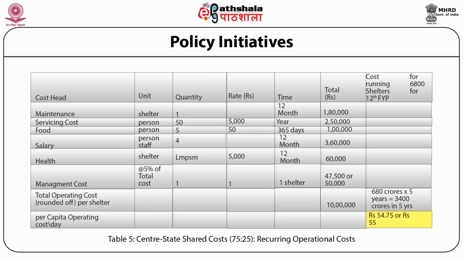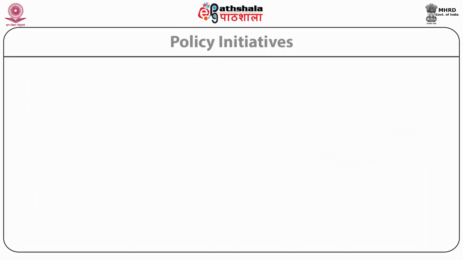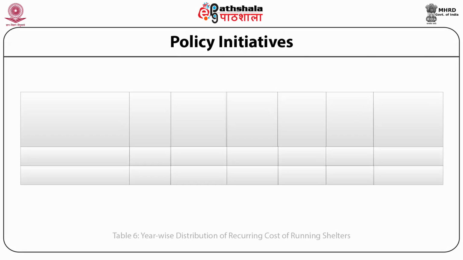rupees 10 lakhs. Further, it is proposed that the fixed non-recurring cost for the construction and refurbishment of buildings be given by the center in the first 3 years, and in each of the first 3 years, the center's allocation for construction of shelters under this scheme would be rupees 1,700 divided by 3, or 567 crores each year for the first 3 years. Recurring or operational cost will be shared by the center and states on a 75 to 25 share respectively. The division is further elaborated in table 6.